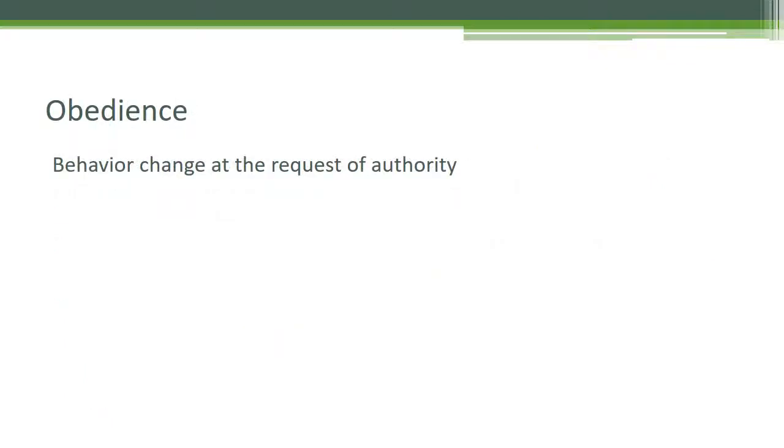Obedience is another type of social influence. This is behavior change done at the request of authority. You'll remember Milgram's experiment that we've studied before, where participants were asked to inflict an increasingly high shock to another participant or a learner who was actually a confederate. And this was to be done when that learner answered a question incorrectly. 65% of participants delivered the highest voltage, 450 volts, to the learners.